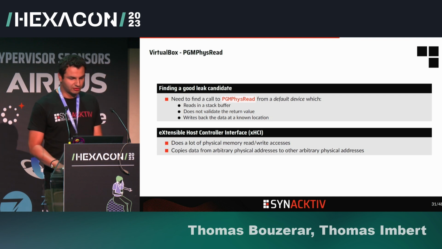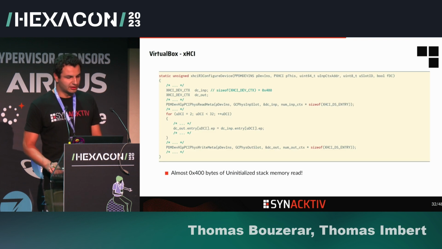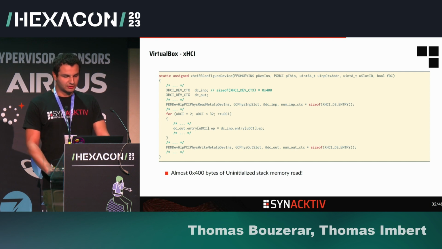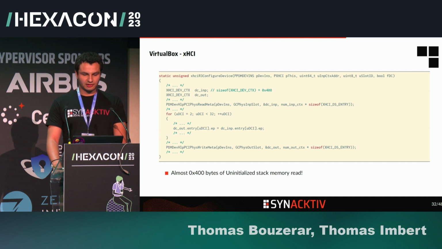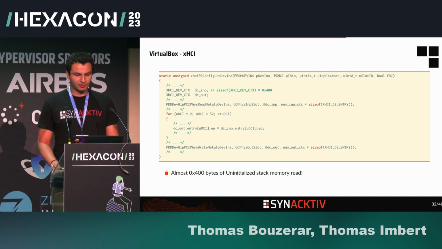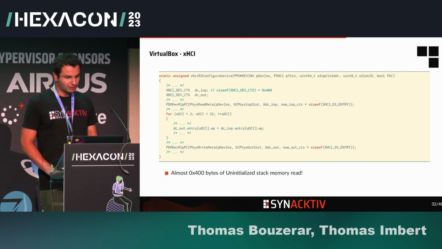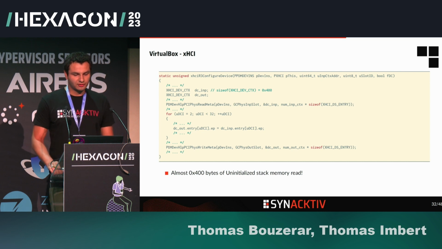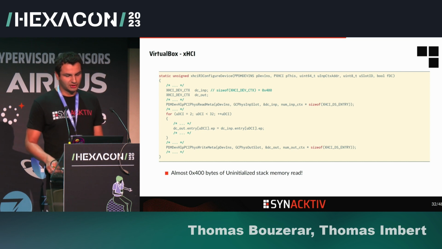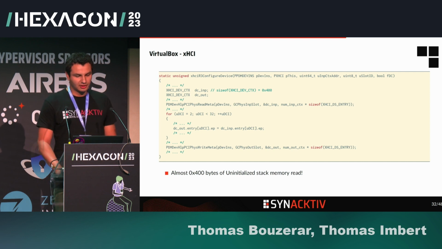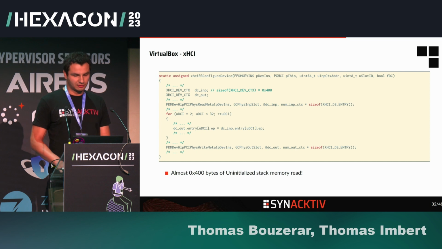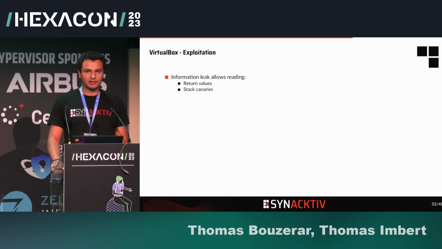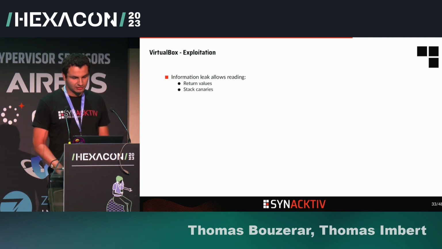So that seems like a good candidate, and we found this nice method which basically reads data from the guest into a stack buffer. Then it copies the data into another buffer and writes this buffer back into the guest memory. So what this means is that if we manage to make the physRead fail in the middle of the read, we will end up with a stack info leak of almost 1 kilobyte of data. And thanks to this information leak, we get return addresses and the stack canary from VirtualBox in the guest memory.